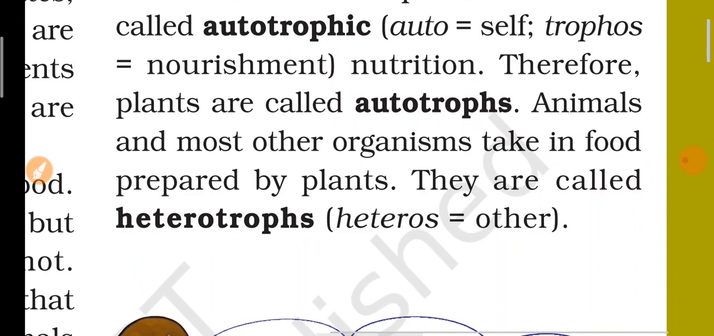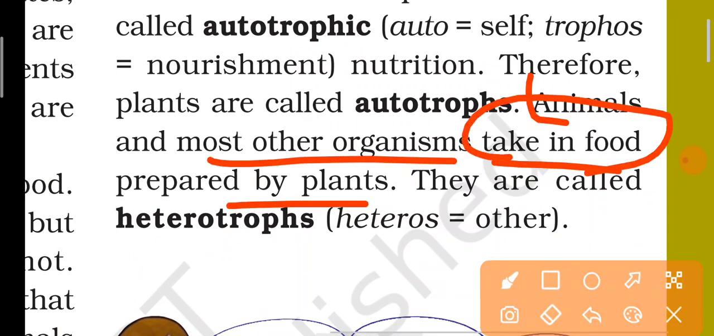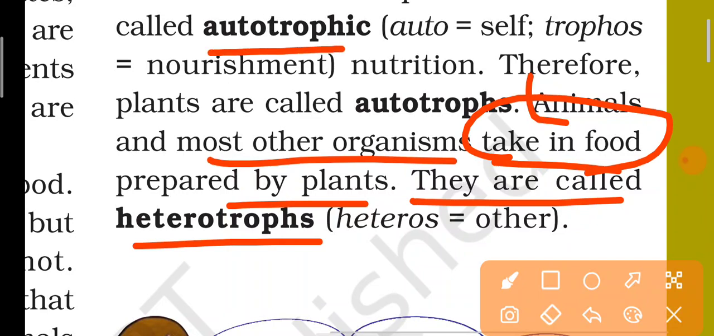Animals and most other organisms take in food prepared by plants. These are called heterotrophs, and this mode of nutrition is known as heterotrophic. As this is autotrophic, this is heterotrophic, and the organisms which come under heterotrophic nutrition are heterotrophs.